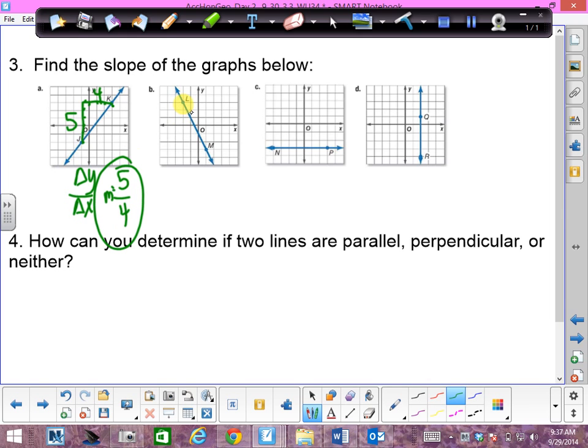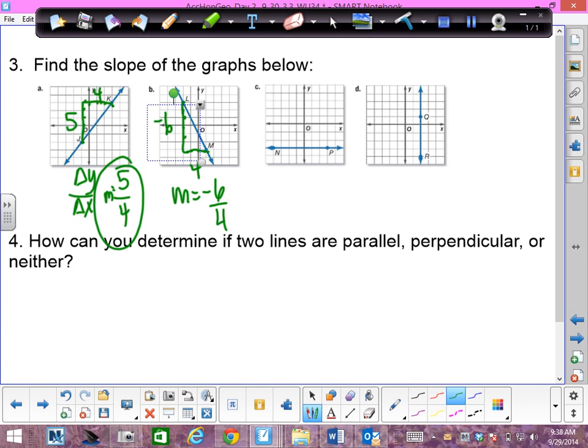Then for problem B, we're going to go down and then over. We go down 1, 2, 3, 4, 5, 6. That would be negative 6 because I went down 6. And over 1, 2, 3, 4, so over 4. So our slope is negative 6 over 4. We always simplify our fractions when we're dealing with slopes, so that's actually negative 3 over 2. That would be your slope for B.